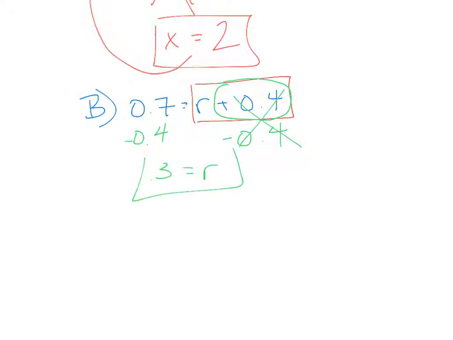Okay, this is my answer. I can take this, put it in for R, so this is 0.3, and I know that 0.3 plus 0.4 equals 0.7, and I know I got it right.